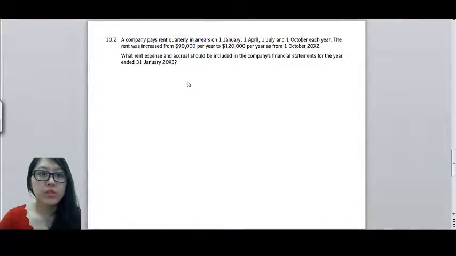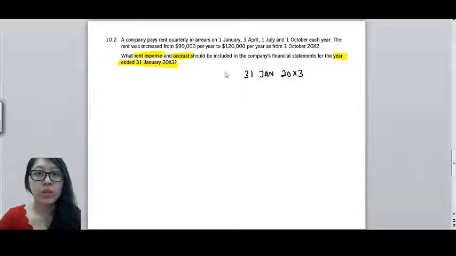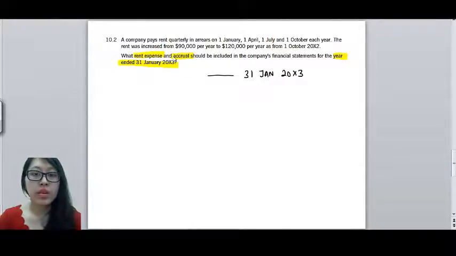Let's read the requirement first. What rent expense and accrual should be included in the company's financial statements for the year ended 31st January 2003? So we know that the financial year ends on 31st January 2003. So what are we going to do now? We need to find the year start. So we take the next day, so 1st of February, but take the last year. This will be exactly 12 months.